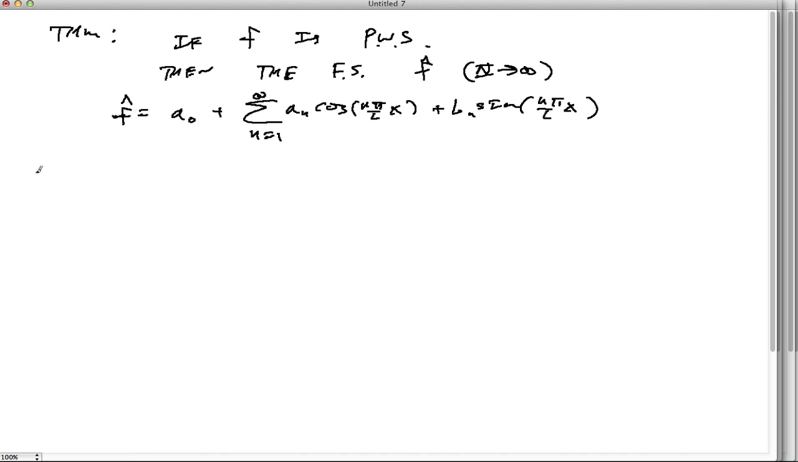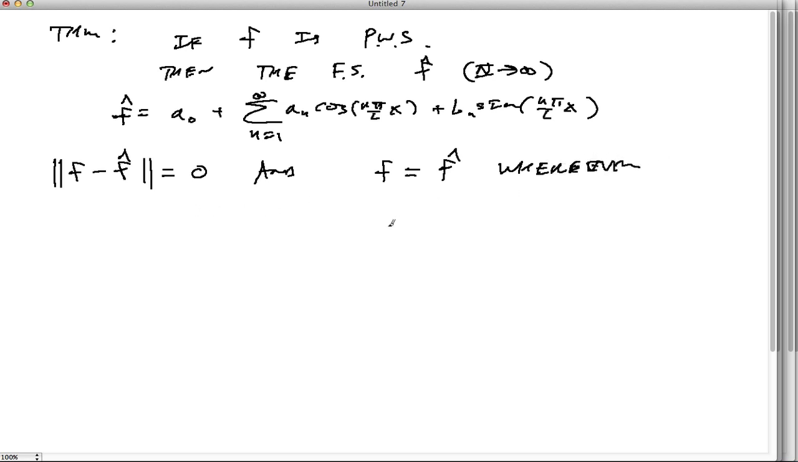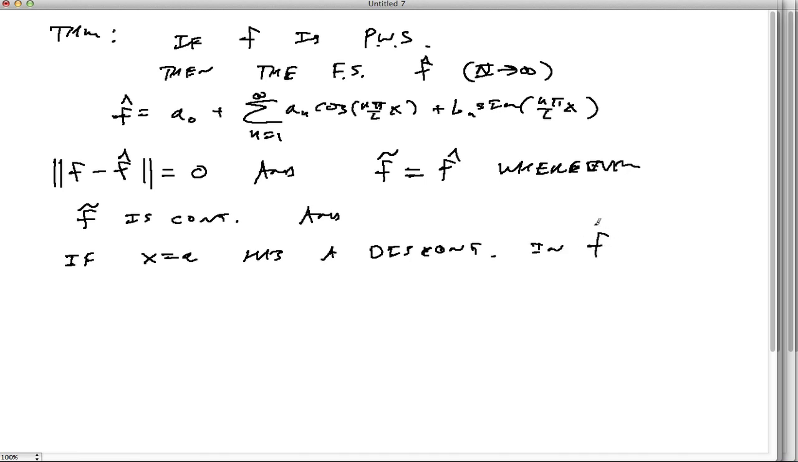Then this function f hat has the property that f minus f hat, the distance function, is equal to 0, and f is equal to f hat wherever f tilde, the periodic extension, actually, sorry, I should say that, the periodic extension is equal to f hat wherever f, the periodic extension, is continuous, and if x equals a has a discontinuous point in f tilde, all right?